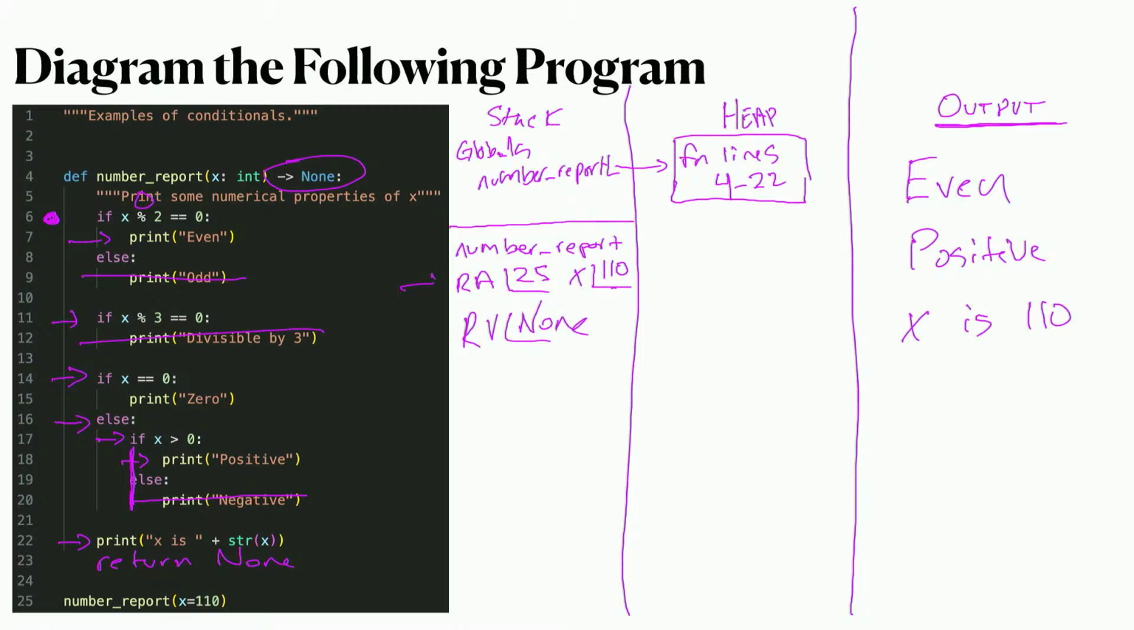That would take us back to our recorded return address of line 25. So now we're back down on line 25. We've just completed this function call expression. There's nothing else for us to do, and this would be the end of our program. Questions on this example?